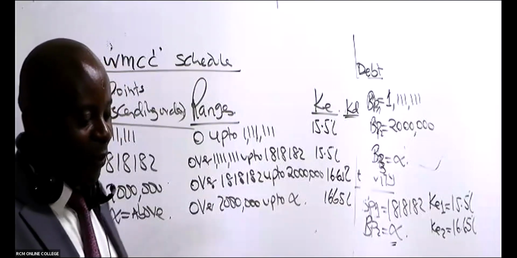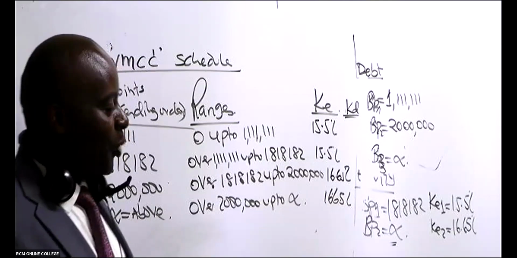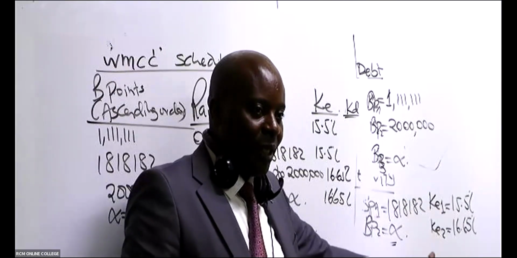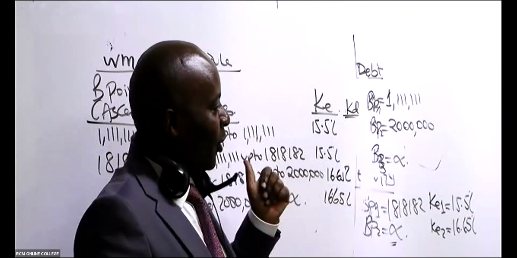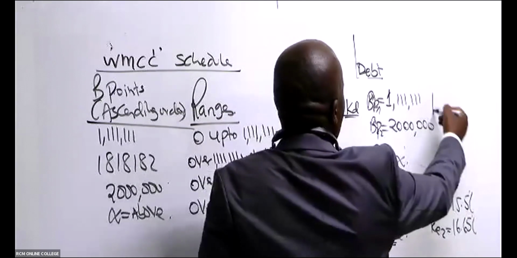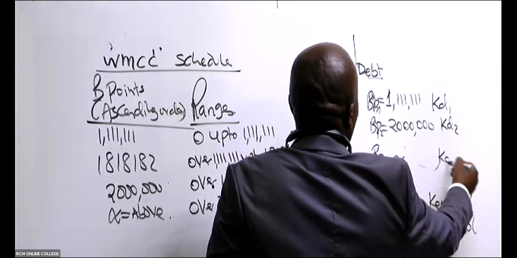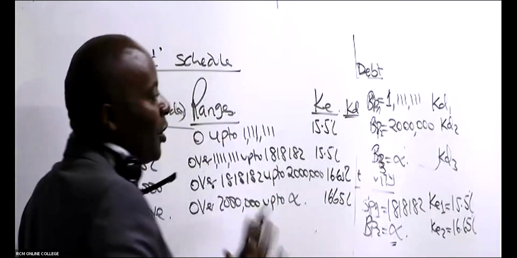Listen to me very well. I will be troubling you for nothing. Like now here, already you have gotten the cost of what here? Equity. But you don't have cost of what here? Cost of debt. So immediately what I need to do is to come and compute my KD1. I will have KD2, and then I will have KD3. There'll be 3 of them.